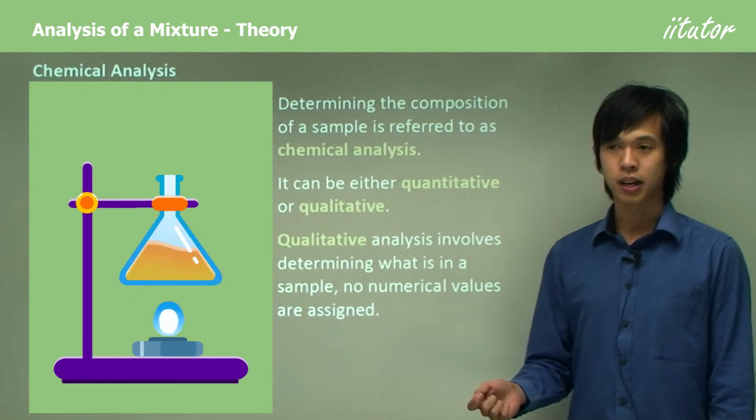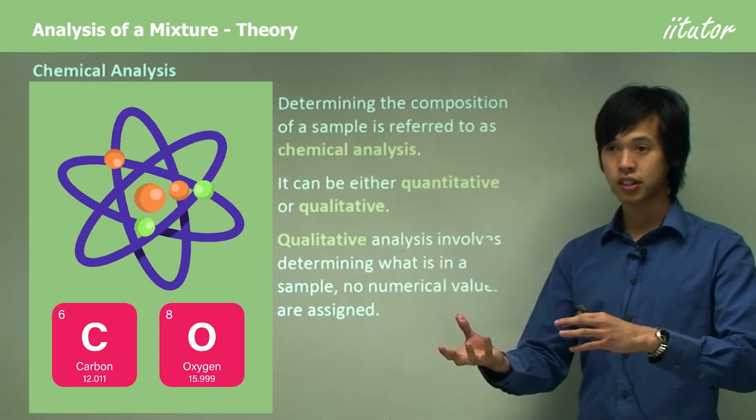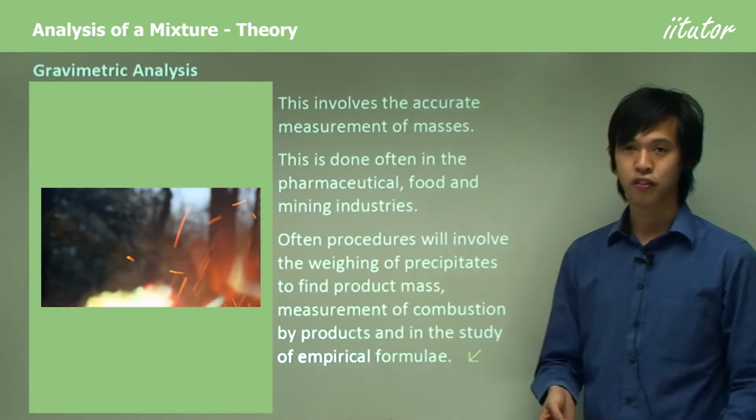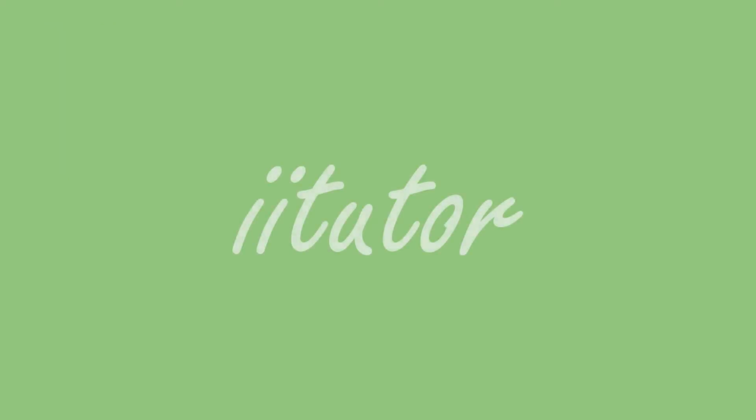If I heated something up and it changed color, that it was carbon and oxygen, some chemical, and I found out there was 5 grams of calcium in there, empirical formula for the fuel that you used.